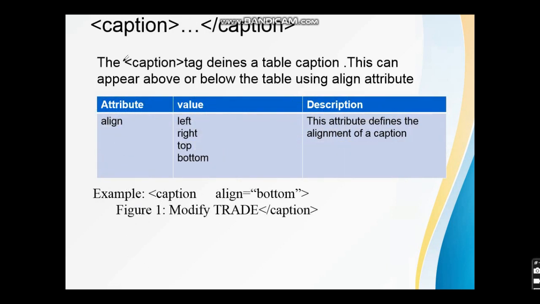Next, caption. The caption tag defines a table caption. This can appear above or below the table using the align attribute. The attribute for this element, caption, is align, and the values for this are left, right, top, bottom. This attribute defines the alignment of a caption. The heading we give above a table is nothing but the caption. The example here is caption align equals bottom, Figure 1, modify trait, and the closing tag of caption.